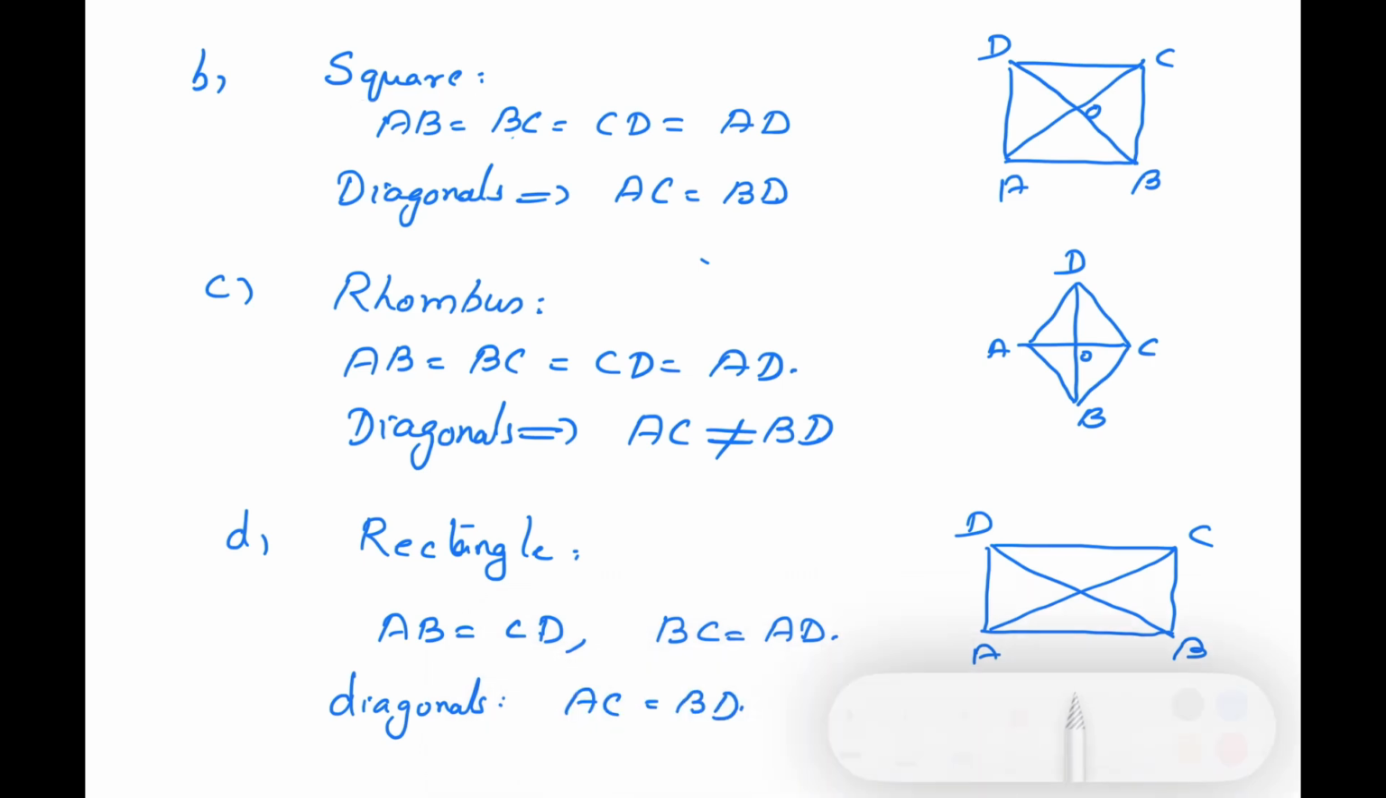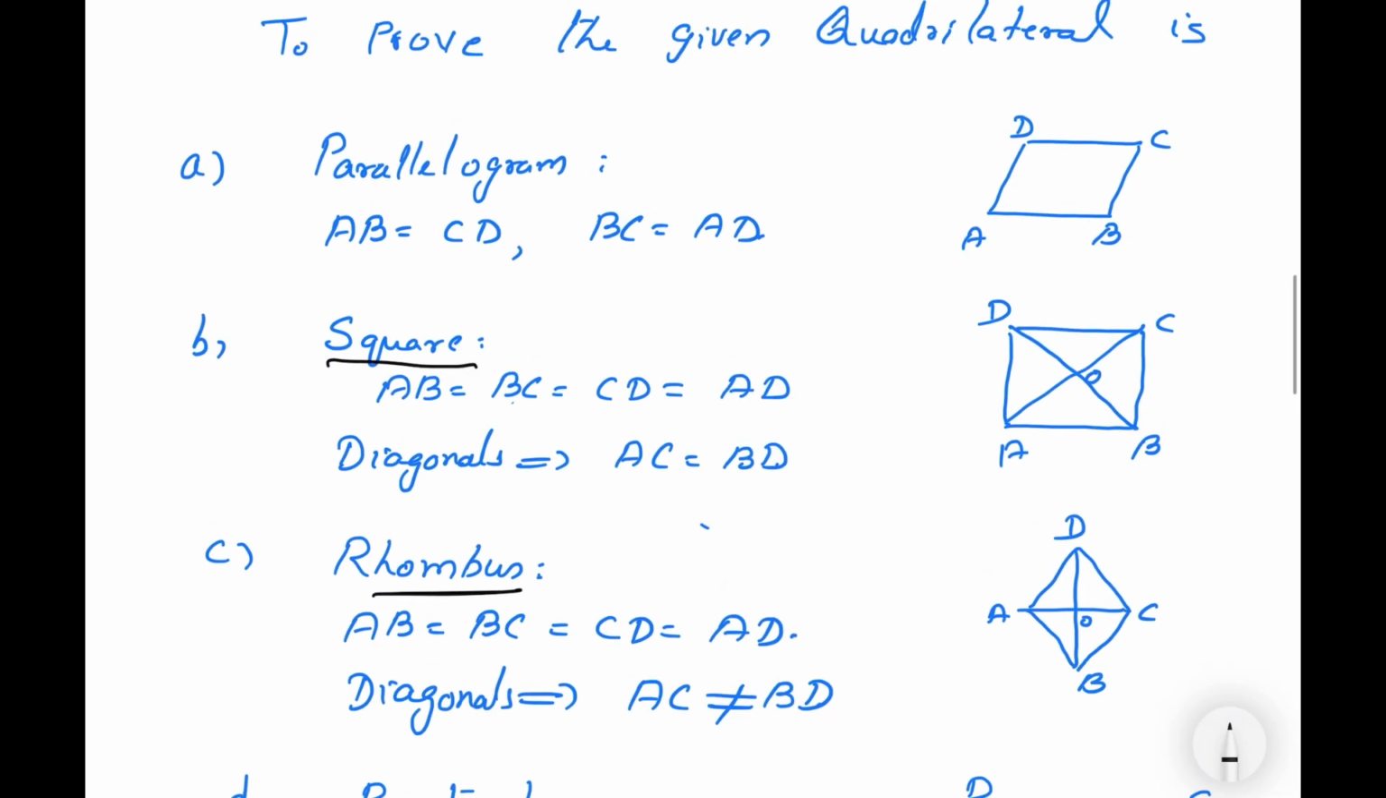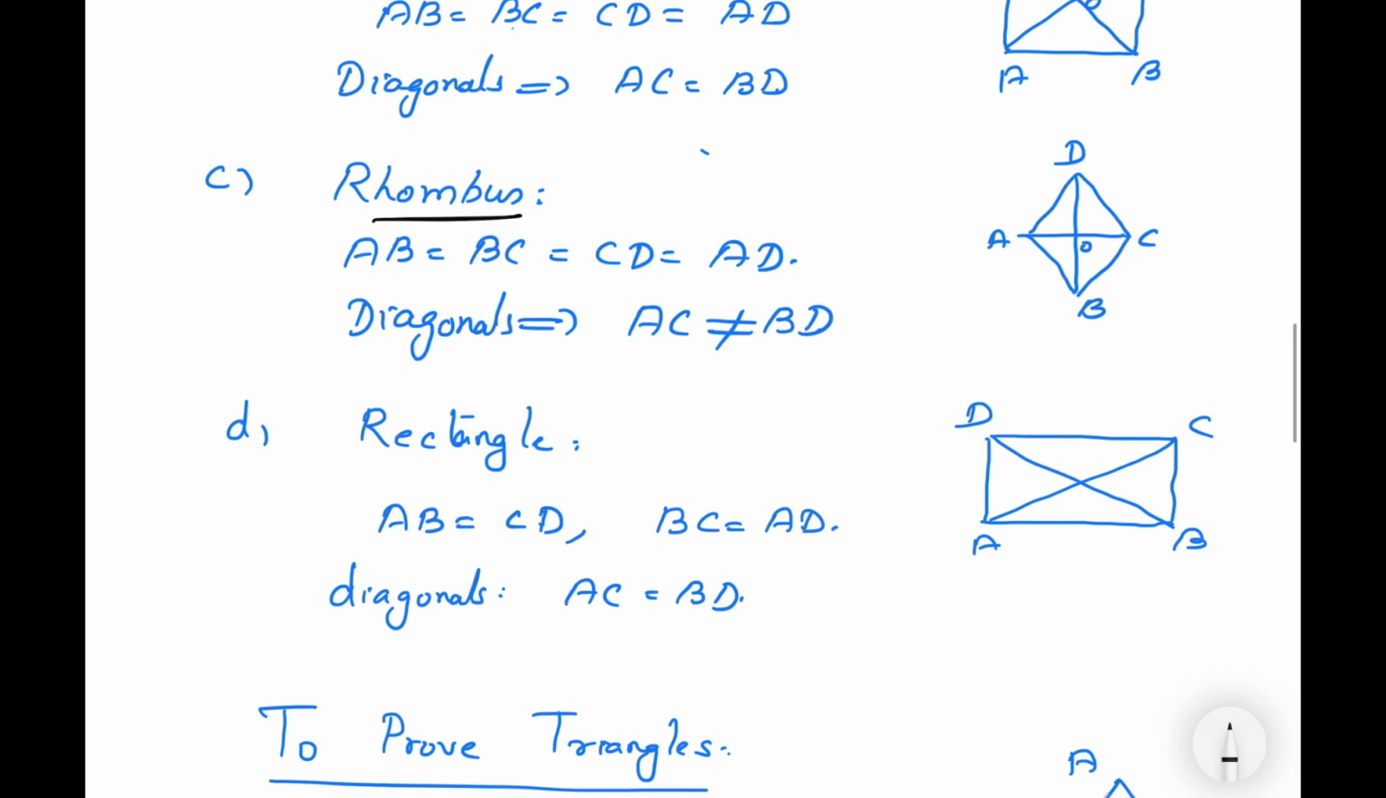So it's square, rhombus, parallelogram. Now comes to rectangle. In rectangle, opposite sides are equal. Along with that, if opposite sides are equal, it can be a parallelogram also. So to differentiate between the parallelogram and a rectangle, we have to prove the diagonals. In a rectangle, the diagonals are equal. So AC equal to BD, if you prove, you can say it is a rectangle. If you prove only the sides, opposite sides are equal, then we say it is a parallelogram.